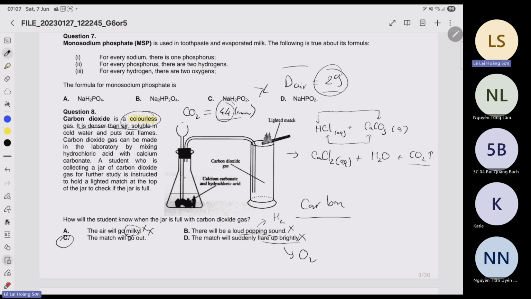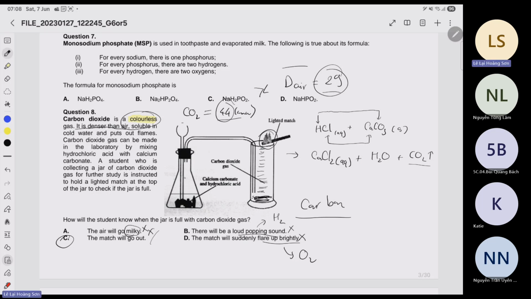Because it's denser than the air, when you deliver carbon dioxide into the jar, it will stay at the bottom first. When you fill the jar with carbon dioxide, it's just like when you fill it with water, except this time you don't see the gas because it's colorless. When you deliver more carbon dioxide, it keeps filling the jar until you reach the very top. At this point, you have the lighted match. Remember that carbon dioxide will not sustain the fire, and therefore it will put out the lighted match.